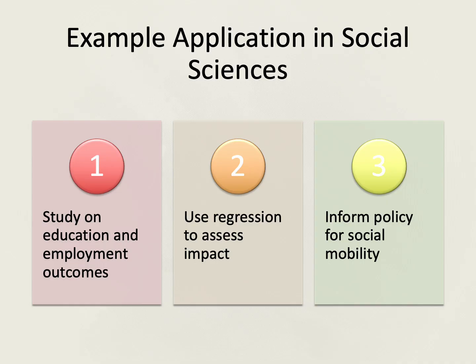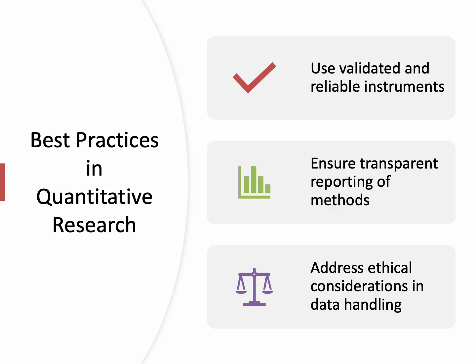healthcare and social sciences. Following our example applications, let's discuss best practices in quantitative research methods, essential for healthcare management and social sciences. Using validated and reliable instruments, such as standardized surveys or clinical tools, ensures accurate data collection. For example, a validated patient satisfaction survey ensures consistent results across hospitals, while a reliable income survey supports social science research.